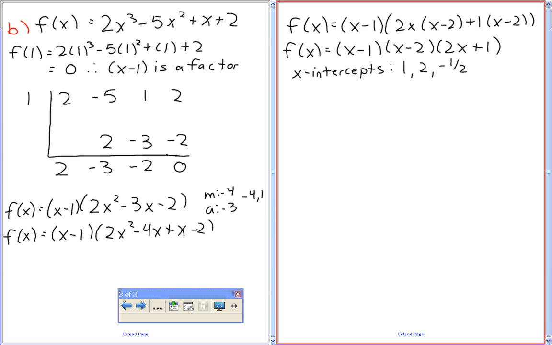People said they didn't know how to get it. You can use this if you want to. If you have it in expanded form, just get rid of all the x's. It's 2, right? So my y-intercept is going to be 2.